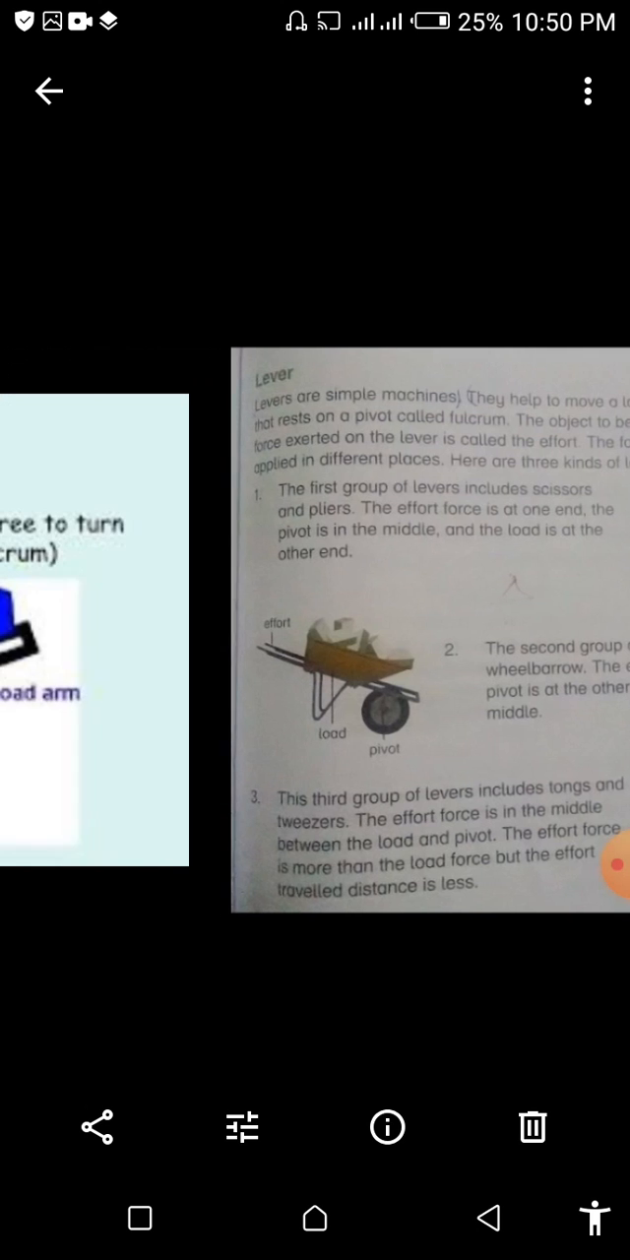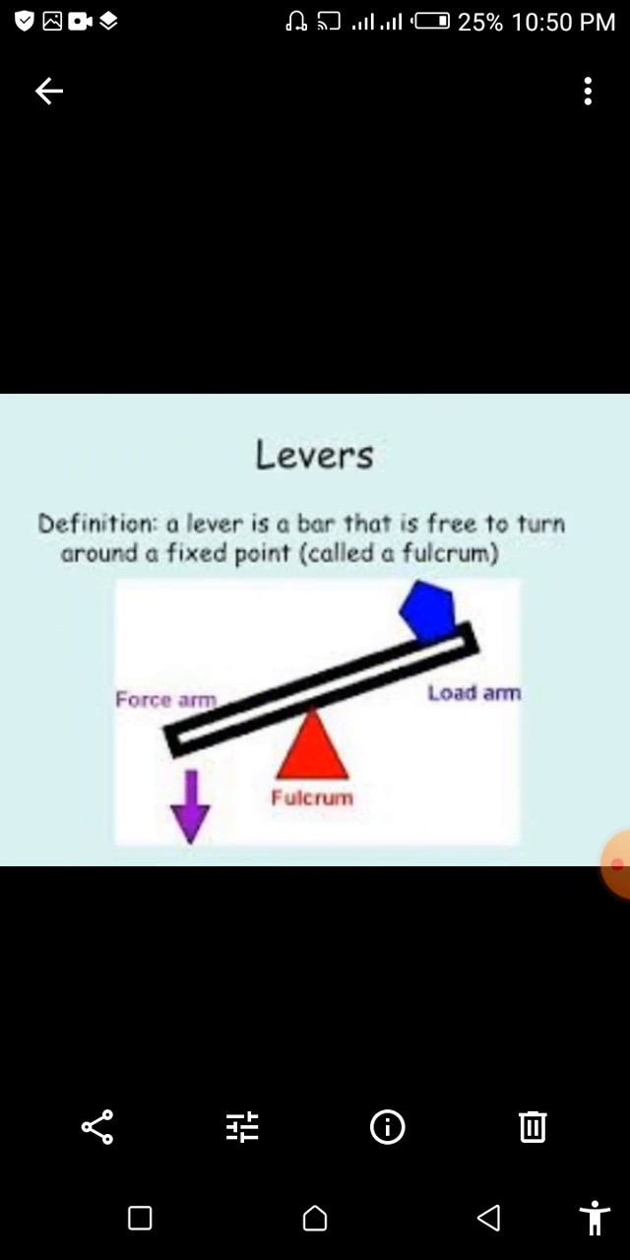Clear? What is a lever? A lever is a rigid bar, a rigid rod that rests or turns around a fixed point, and that fixed point is called pivot or fulcrum. Clear? As you can see in the diagram, the lever helps to move the load, and the object that we want to move is called load, and the force that we apply on the lever is called effort.